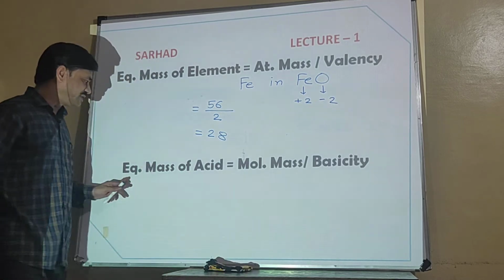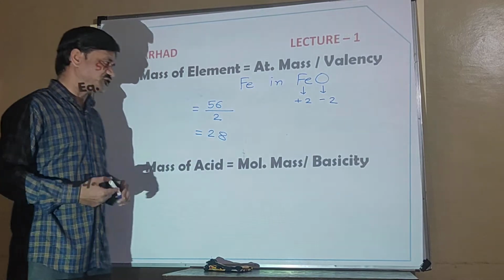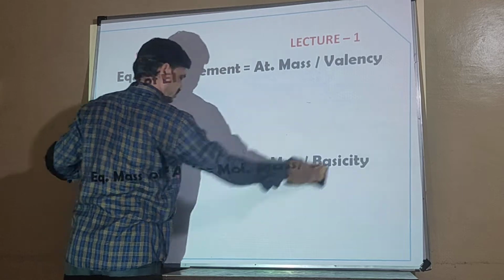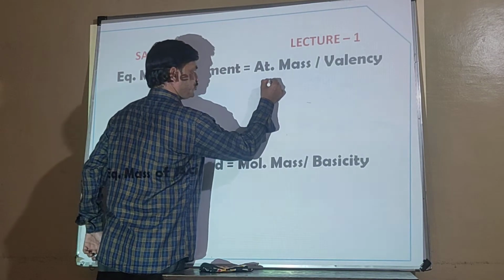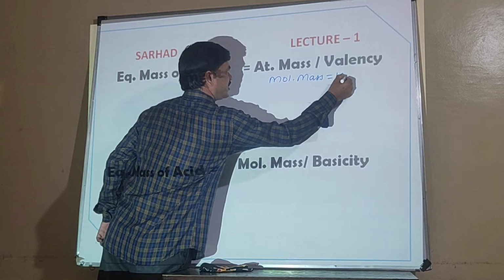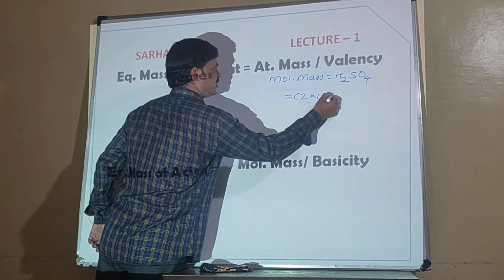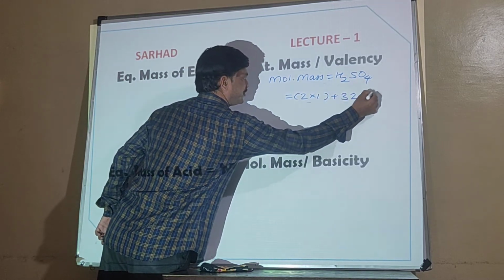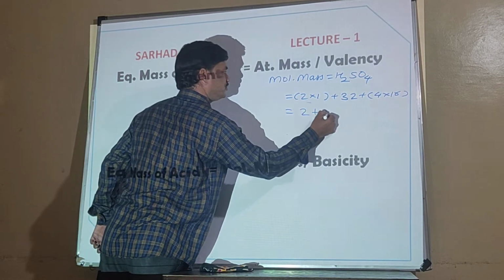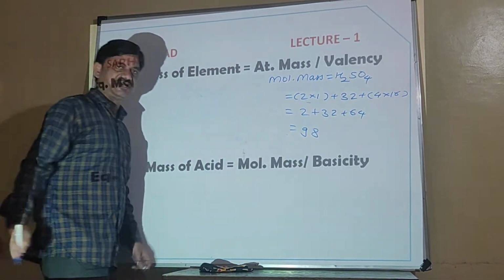Now consider another example: equivalent mass of acid. What is the relation? Molecular mass upon basicity. Suppose we take this one, we are dealing with H2SO4. First of all, tell me the molecular mass of this compound H2SO4. Put values: 2 hydrogen atoms, atomic mass 1, sulfur 32, each oxygen having 16. So what does this total come to? 2 plus 32 plus 64. What is the molecular mass? 98.